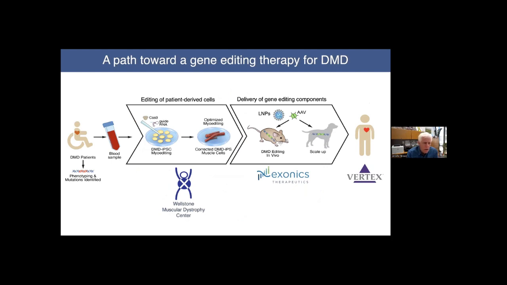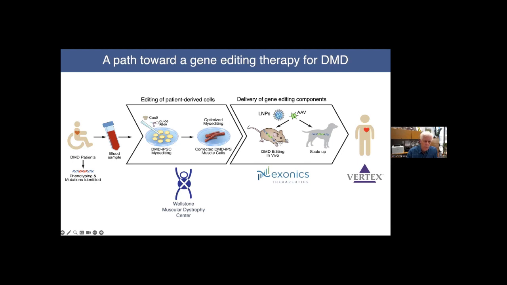By way of background, we began our foray into this area of the field when we set up a muscular dystrophy clinic here in Dallas, the Wellstone Center that Jim mentioned. Patients can come in to the center. We take a blood sample and we optimize methods for correcting major Duchenne mutations in human iPS cells from these patients.